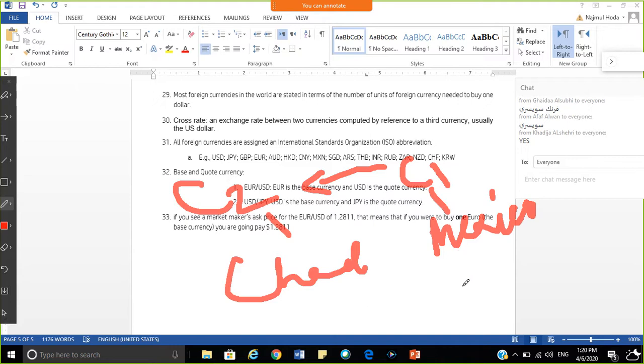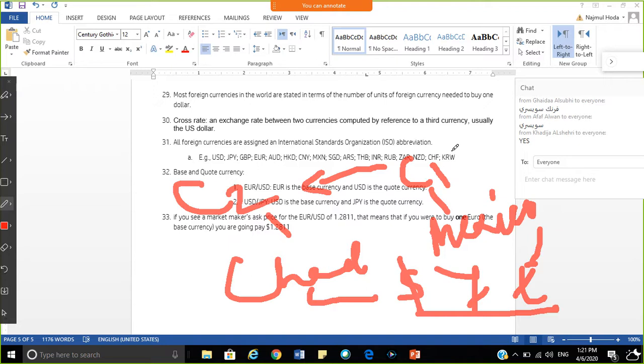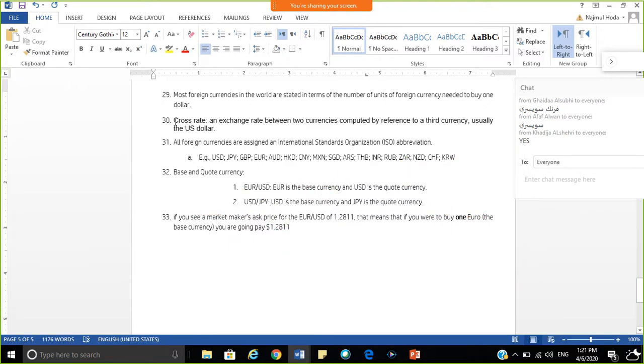So what they want to do, their banks ask them to convert their transaction into a third currency, suppose dollar or yen or euro. So when they do it in a third currency, the rate will be fixed, and there will be three currencies involved in this. So Chad will convert its currency into the decided currency. Mexico will also convert into this, and then they will decide about the rate. This is called cross rate, an exchange rate between two currencies computed by reference to a third currency.